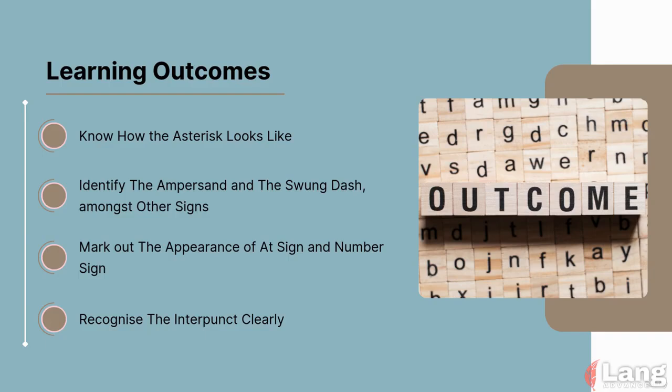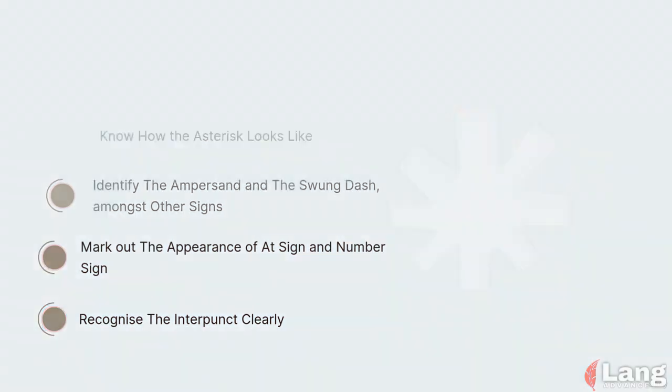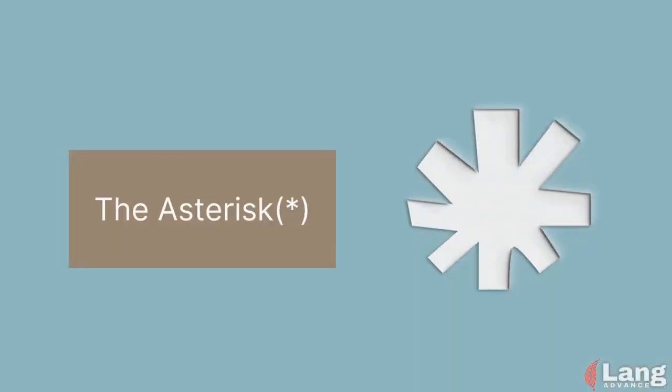Lesson outcome. Know how the asterisk looks. Identify the ampersand and the swung dash among other signs. Mark out the appearance of a sign and number sign. Recognize the interpunct clearly.